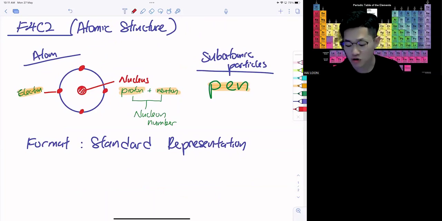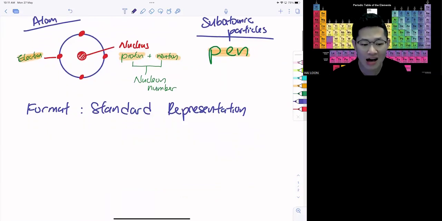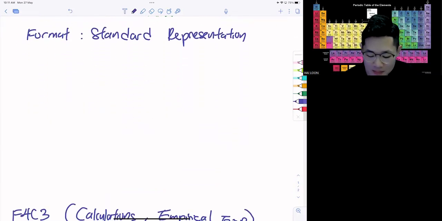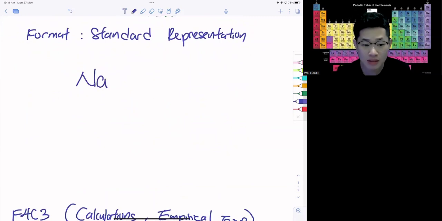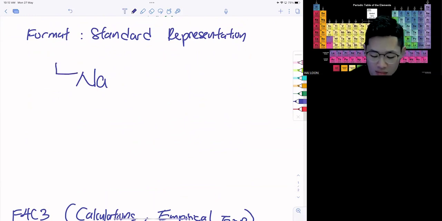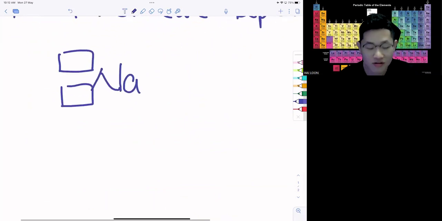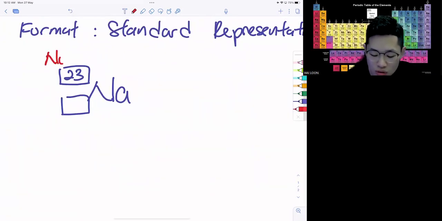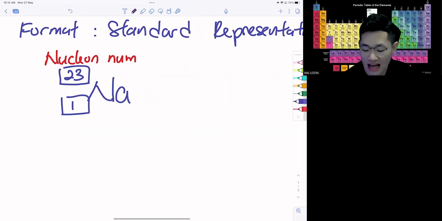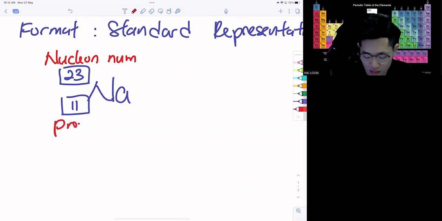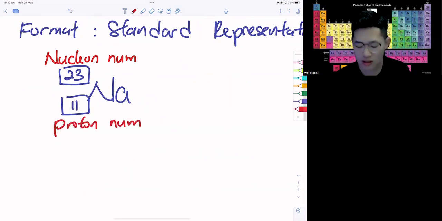So what does it mean? For example, if I have a sodium atom, I will write its formula as Na, and then on the top left corner, we will write 23, which is the nucleon number of the atom. And then at the bottom, we will write 11 as the proton number.